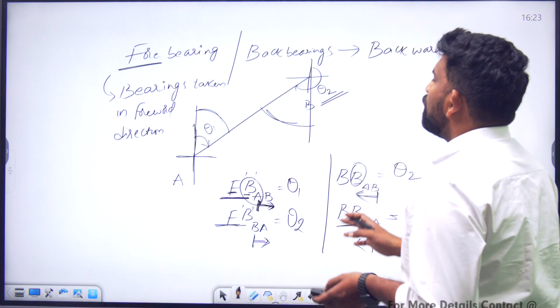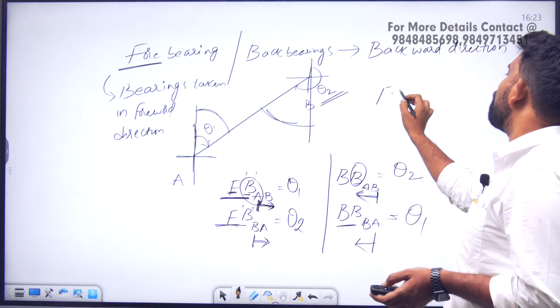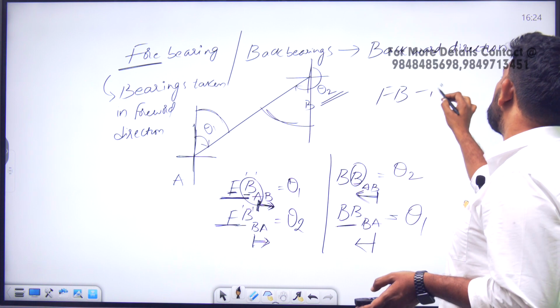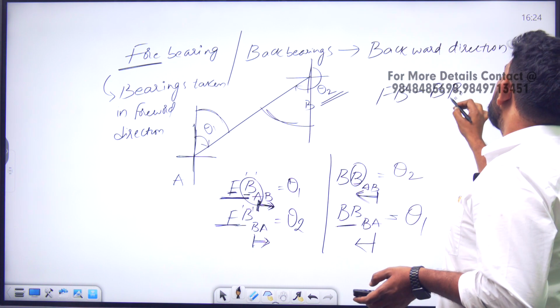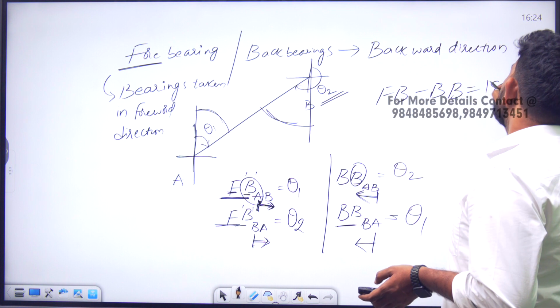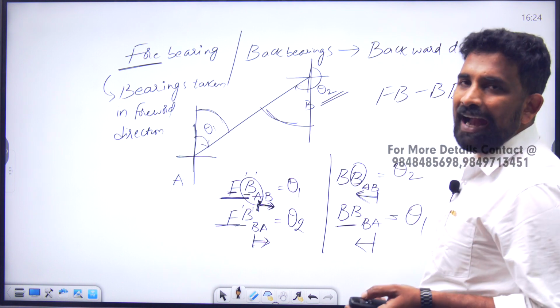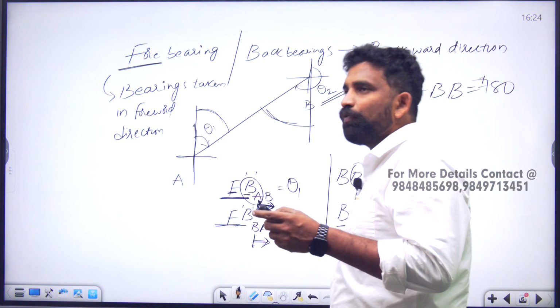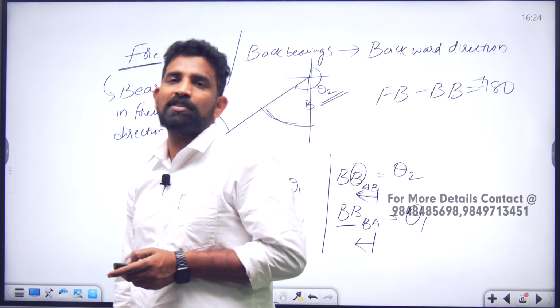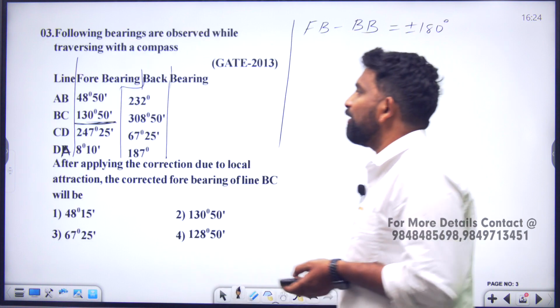Now if you observe this figure, you can clearly tell that the difference in the angle between forebearing and back bearing is 180 degrees, nothing but plus or minus 180 degrees. I will tell you when we have to add 180 and when we have to subtract 180 from the question, so that it will be very clear.